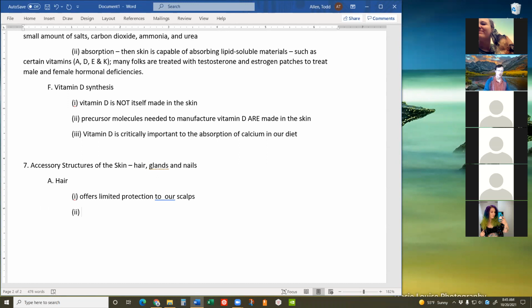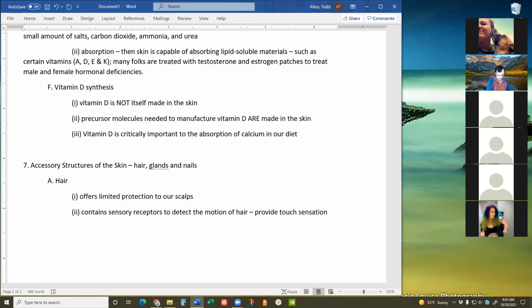Also, hair provides some capacity to perceive a sensation, to perceive touch on the surface of our skin, right? I mentioned the hair root plexus, which I'll be documenting more about in this section of notes. It contains sensory receptors to detect the motion of hair and provide touch sensation.